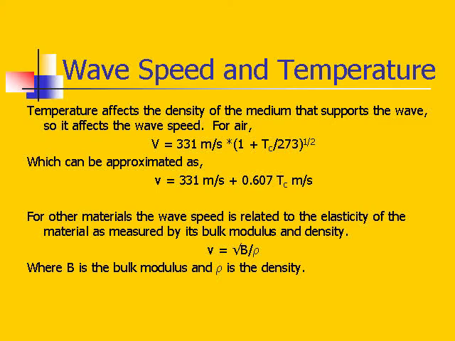are shown here for waves in air, where the wave speed in air changes according to the Celsius temperature. The first equation is a precise equation, and then it can be approximated by the second equation. The wave speed is 331 meters per second plus 0.607 times the Celsius temperature.